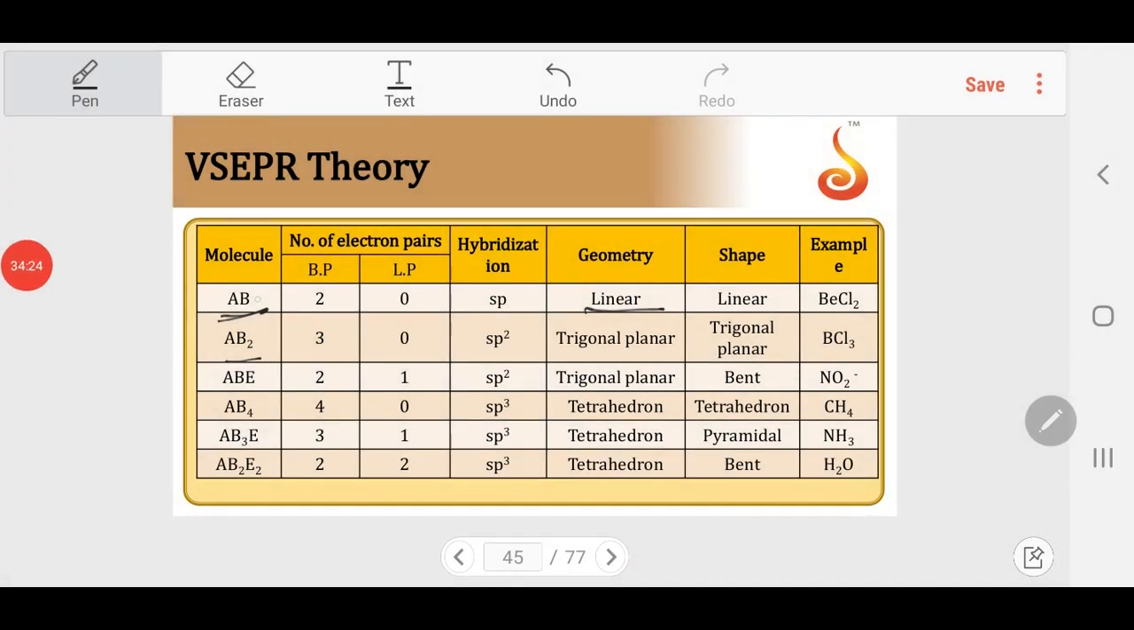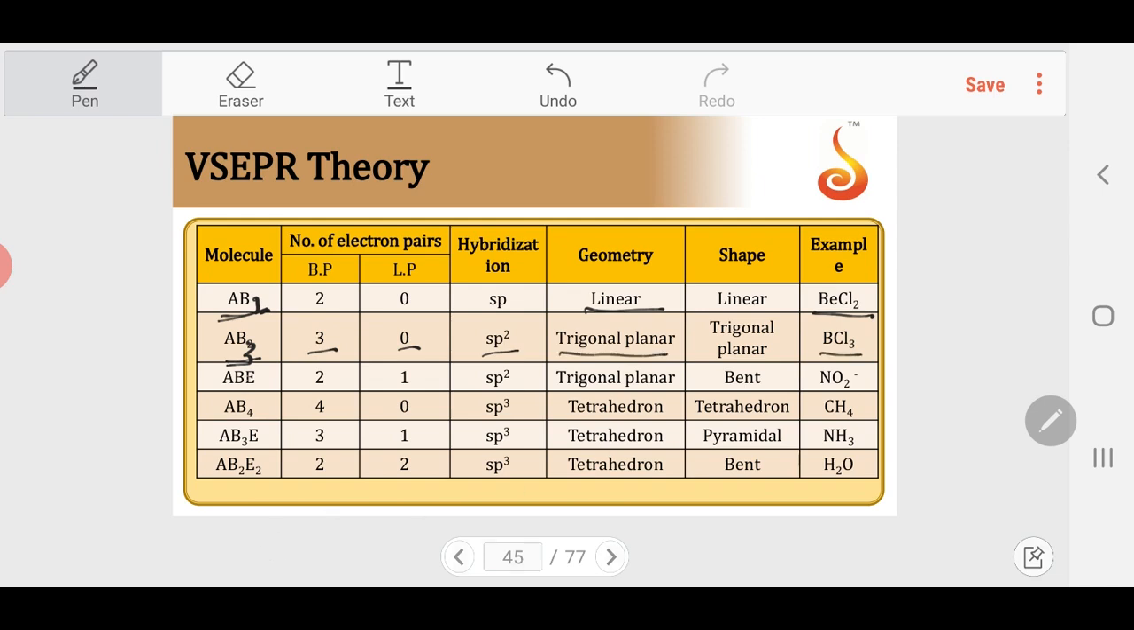So this would be AB2 rather than AB. AB2 means 2 bond pair, 0 lone pair, so it is linear. BeCl2 is the example. This is AB3. AB3 will have 3 bond pairs and 0 lone pair, sp2 hybridization, trigonal planar, and BCl3 is the example.